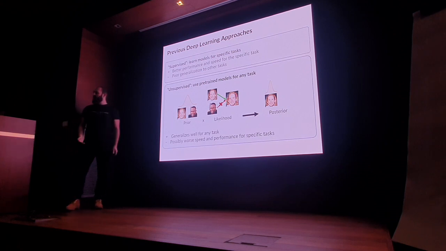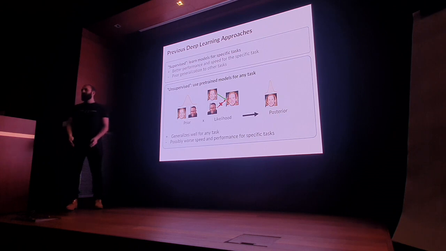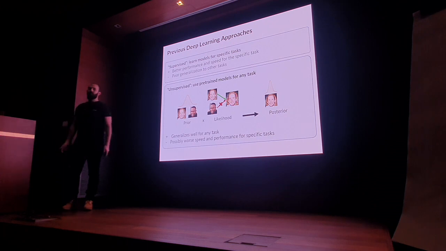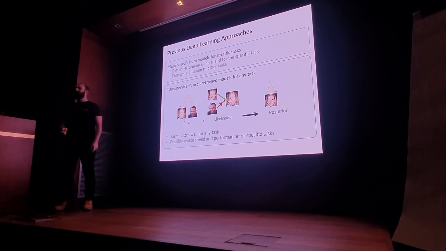What's good about this approach is that it generalizes well for any task. It can handle any inverse problem, whether it's deblurring, super resolution, inpainting, or any other task that fits this linear inverse problem definition. It might be slower, because we probably need to do some iterative scheme, and it might perform worse than a model that was specifically trained for a specific problem that we're interested in.